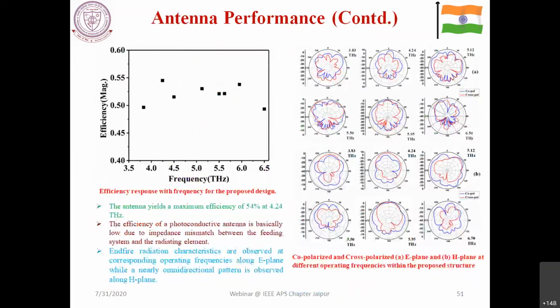But what is happening? The efficiency of this particular antenna is quite low, because in any terahertz photoconductive antenna, the problem is that the impedance matching is very poor because of the mismatch between the feeding system and the radiating elements. So we are still working on it. This antenna provides some kind of infrared radiation in the E plane, and in the H plane one can receive and get an omnidirectional pattern.